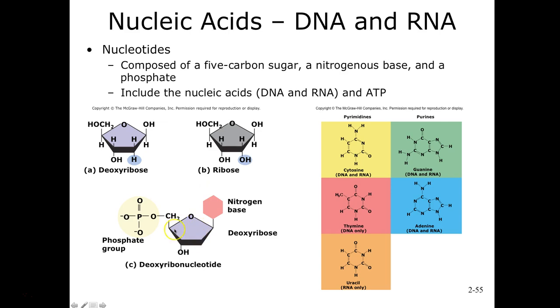Attached to deoxyribose will be a phosphate group and a nitrogen base. Our nitrogen bases are listed here for us. Here are our pyrimidines, which are cytosine, thymine, and uracil. And our purines are guanine and adenine. All of them are going to be found in both DNA and RNA, except thymine will only be found in DNA, and uracil will only be used in RNA.